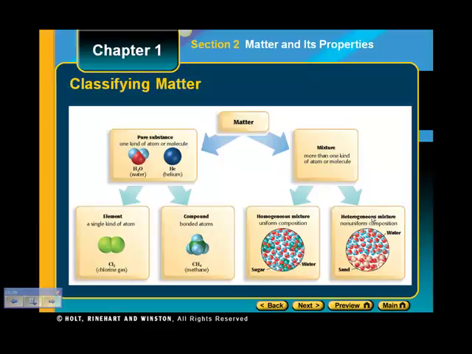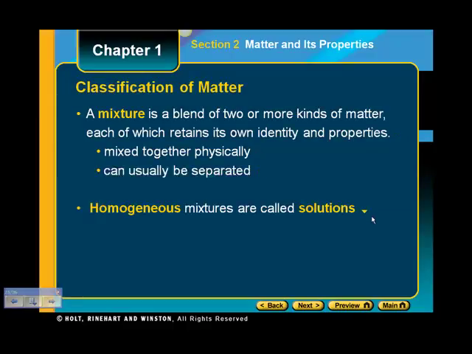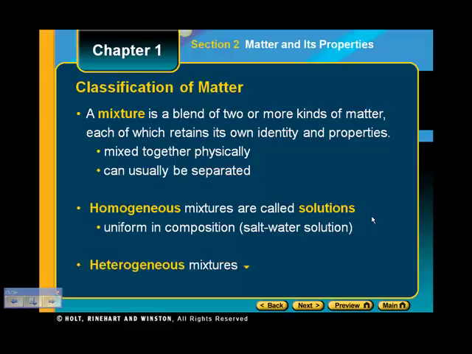Another, I think this is pretty self-explanatory here, classifying elements, compounds, okay? So a mixture is a blend of two or more kinds of matter. Homogeneous, uniform in composition. Heterogeneous, not uniform.